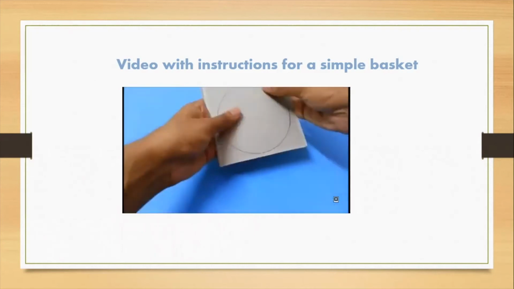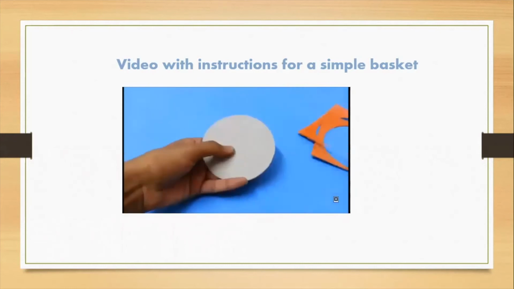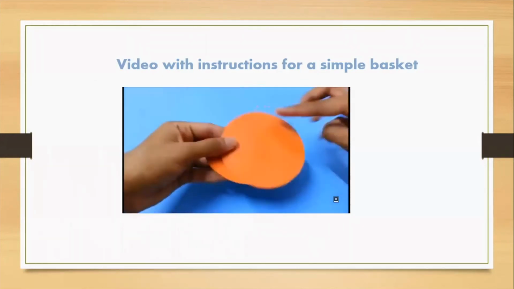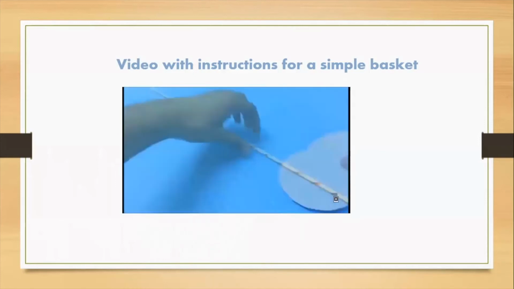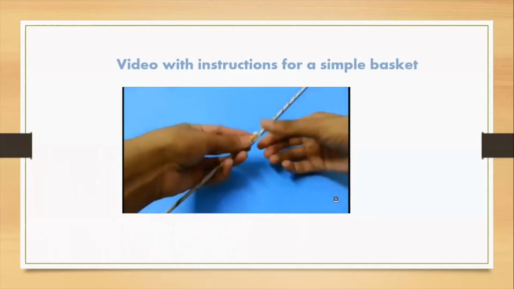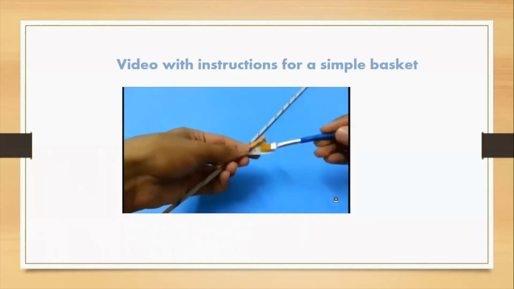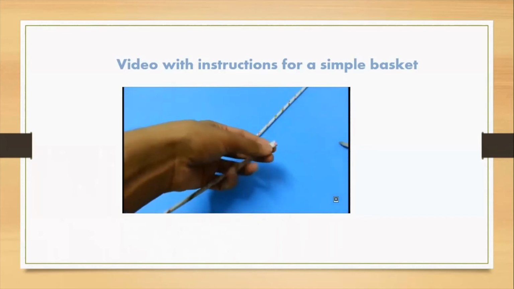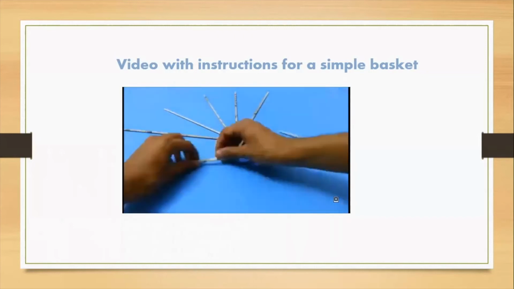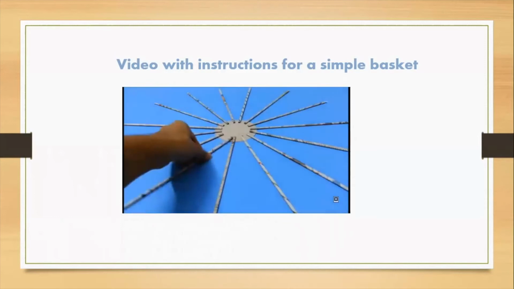Now take a thin cardboard and cut out 2 circles. The size of your basket will be equal to the size of this circle. Take a paper tube and cut it in half. One of these will open up. Apply glue at this corner. Take one of the circles and glue tubes around it. Use only odd number of tubes. Here I have used 15 tubes.